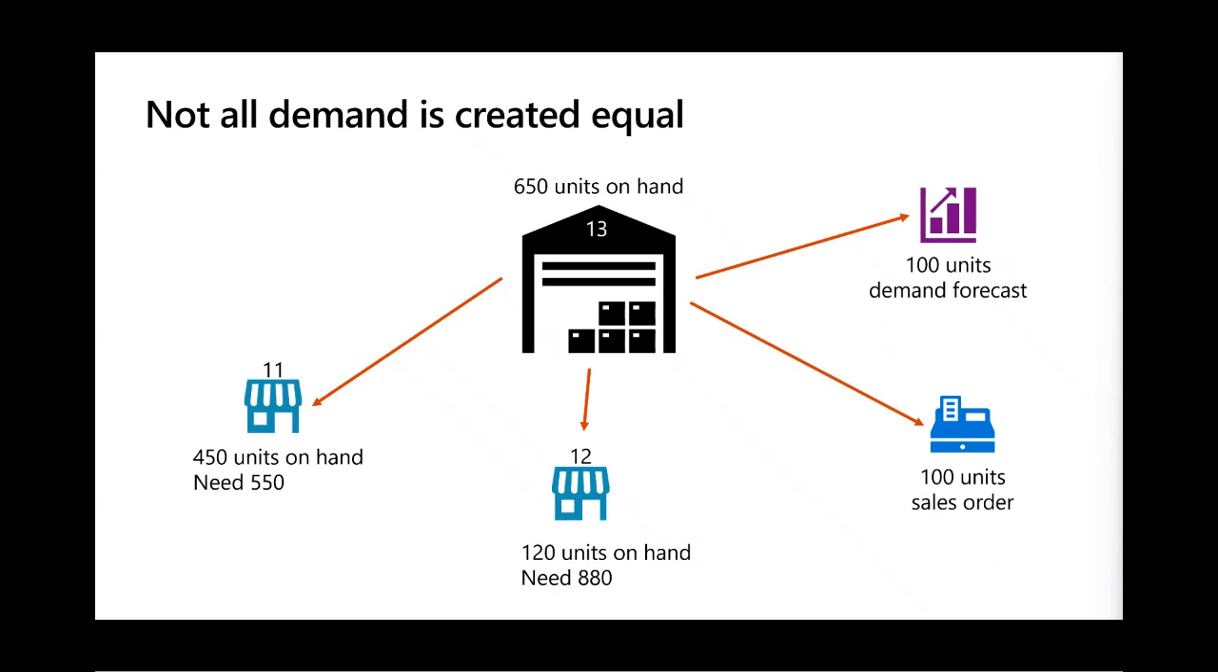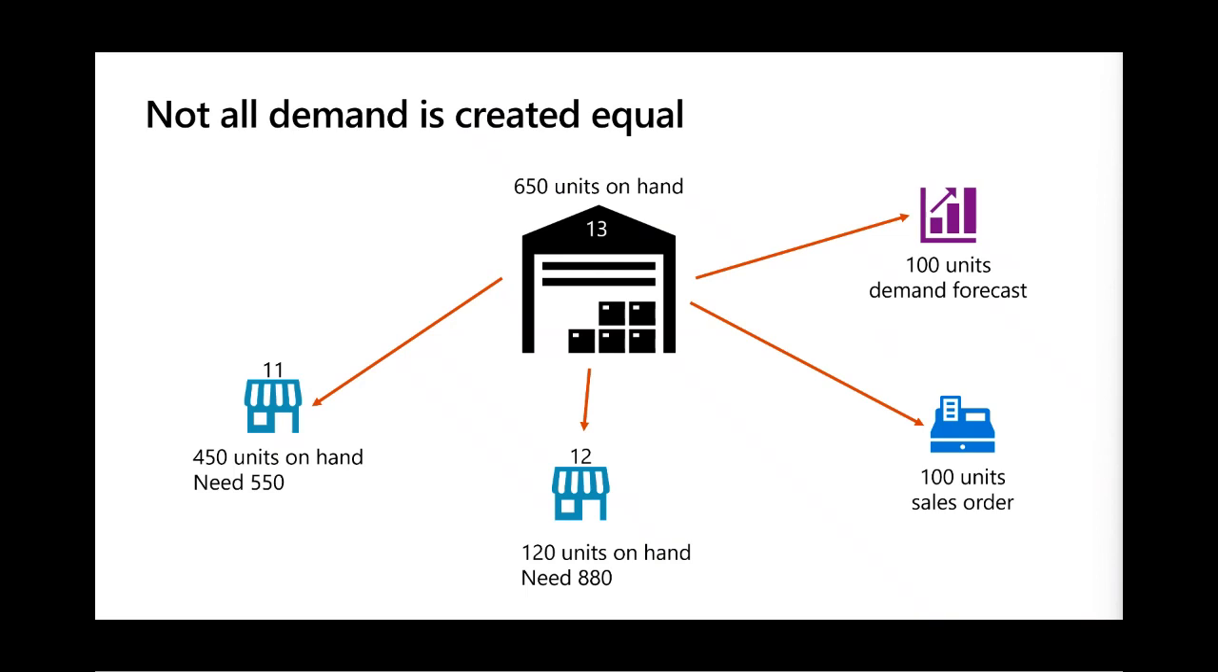Not all demand is created equal. This scenario that I have on the slide today will be the baseline that we use to discuss the different ways we can leverage priority-based planning to let us take a more resilient approach to demand fulfillment. In this scenario, we have a main warehouse, 13, that has 650 units on hand. We have two store warehouses, 11 and 12, which have 450 units on hand and 120 units on hand and need replenishment. We also have a sales order, and we also have a demand forecast.